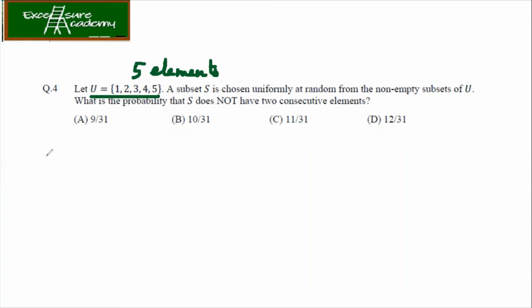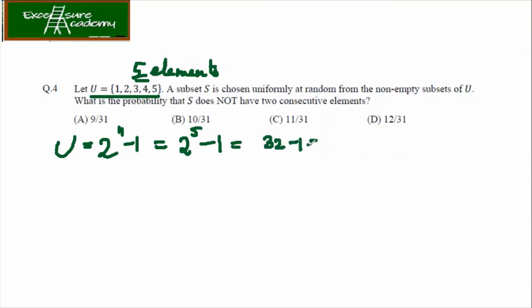So for this, you need to calculate u is equal to 2 raised to n minus 1. So this is how you calculate the number of non-empty subsets. That is 2 raised to n. What is n over here? It is 5, right? So 2 raised to 5 minus 1 is 32 minus 1, that is 31.